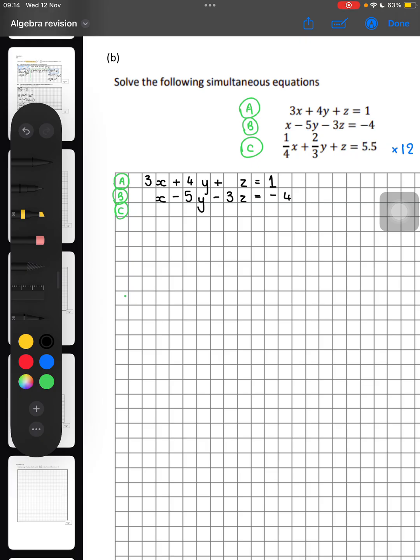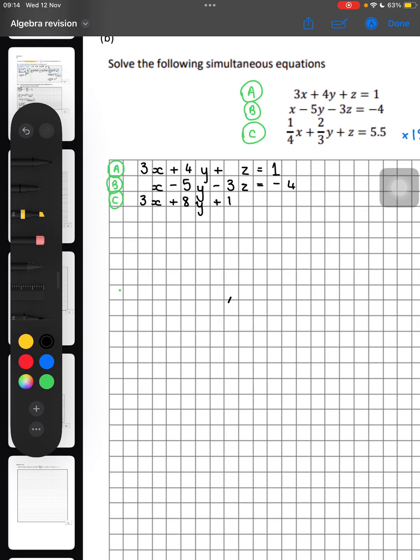Okay, and then lastly, this line has to be multiplied by 12. So 12 over 4 is 3. So I'm going to have 3x plus 8y plus 12z. So here I'm kind of going to have to squish in the 12 so that it's in that same space that the others were. Okay, and that is equal to 66. Okay. So there are my equations that I can use. Okay, I can essentially just treat them like my original equations.